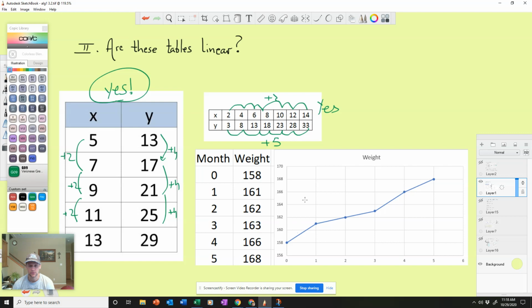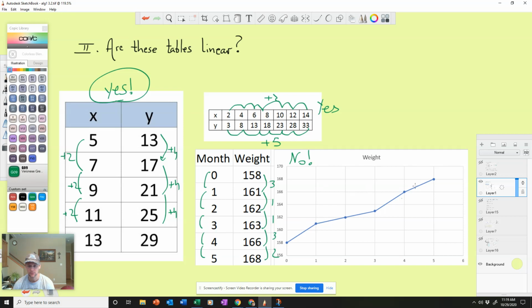Now, I took the chart from the first slide and I made a few modifications. So I said this, the first month I gained 3, and then I gained 1, and then I gained 1 again, and then I gained 3, and then I gained 2. Now, is that a linear table? No, because it's not going up at a constant rate.